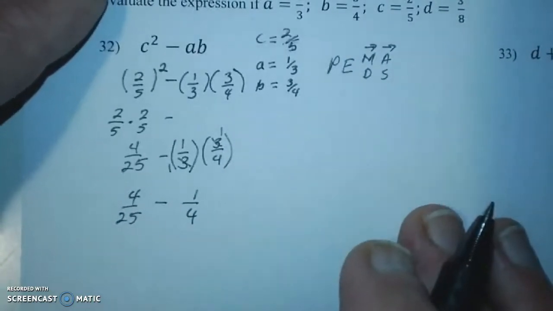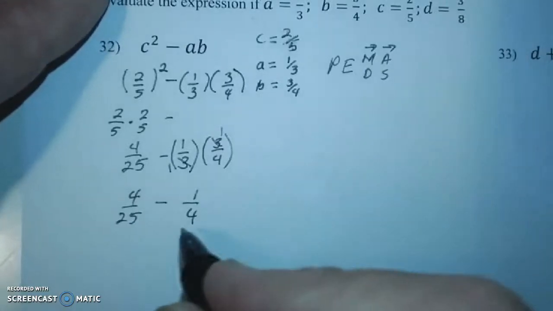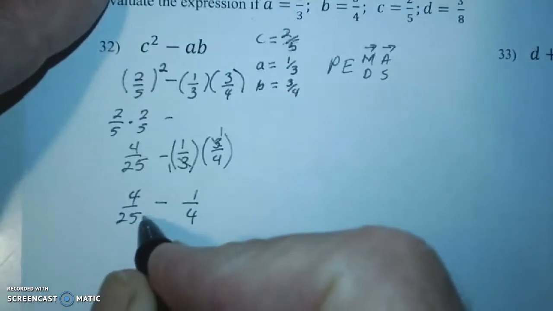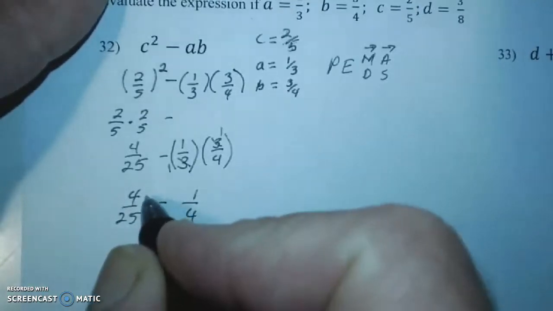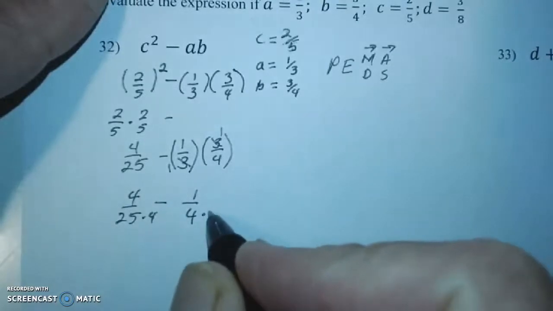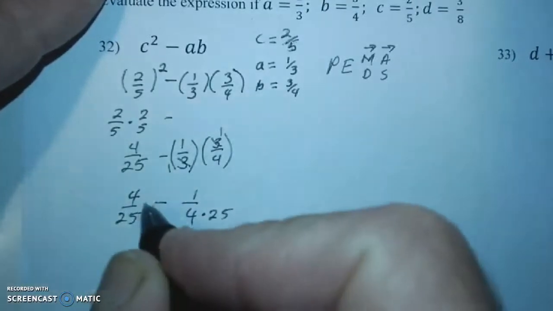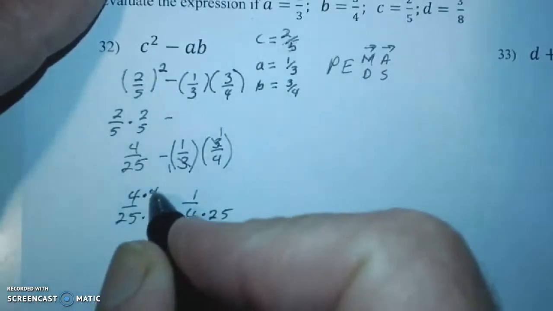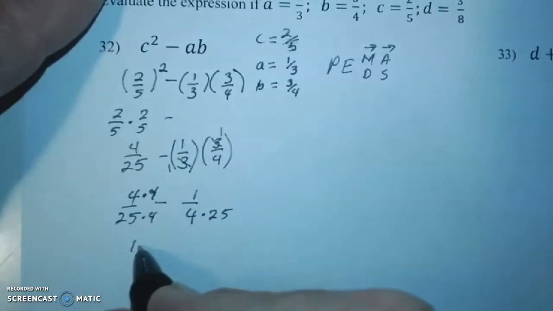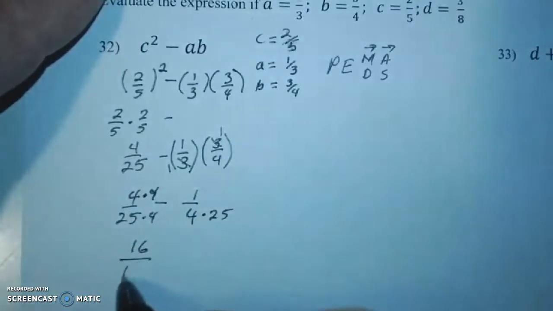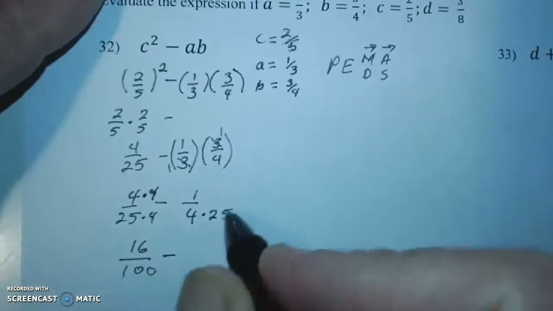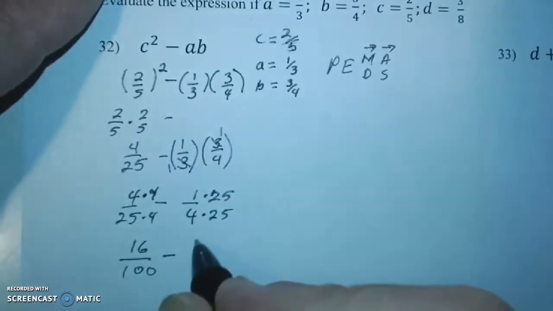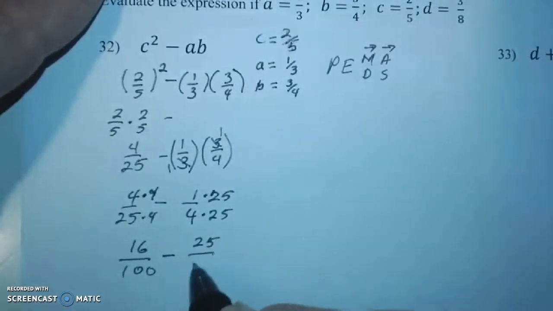To add and subtract fractions, we need a common denominator. The common denominator here, the only one we've got, is going to be 100. So we're going to have to multiply this by 4, and we're going to have to multiply 4 by 25. Whatever you did to the denominator, do the same thing to the top. So multiply the top by 4. 4 times 4 is 16. 16 over 100 minus this times 25. 1 times 25, it's going to be 25 over 100.